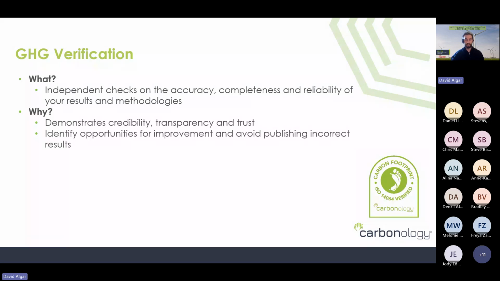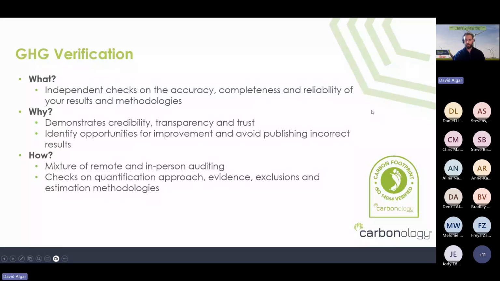On a more personal note, as someone that does carbon calculations, I'm a big fan of verification because it allows you to spot opportunities for improvement that you may not necessarily have been aware of before. This is a great way to make continual improvement over time, like with any ISO standard, but it also minimizes the chance of you publishing incorrect results.